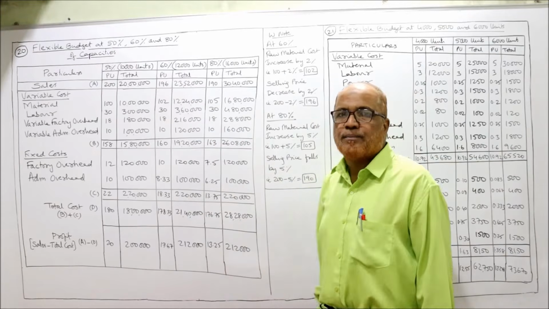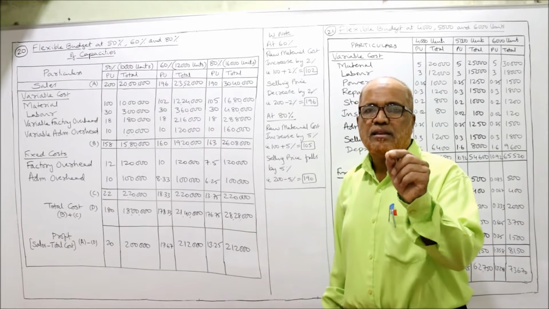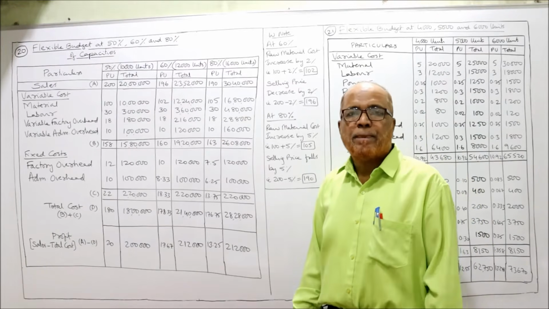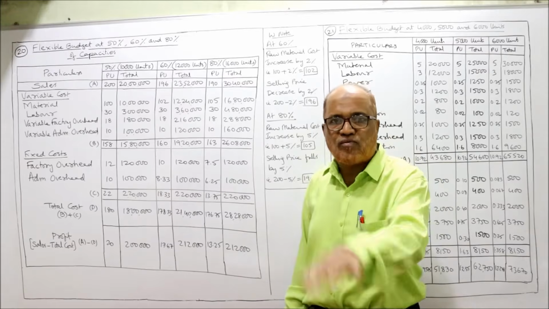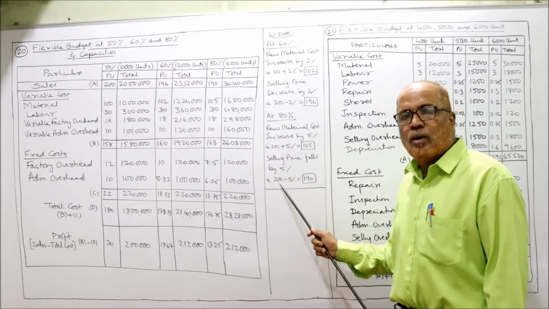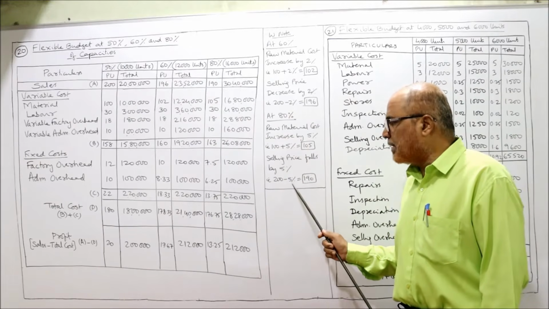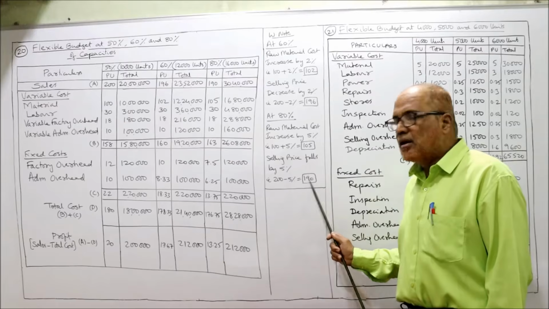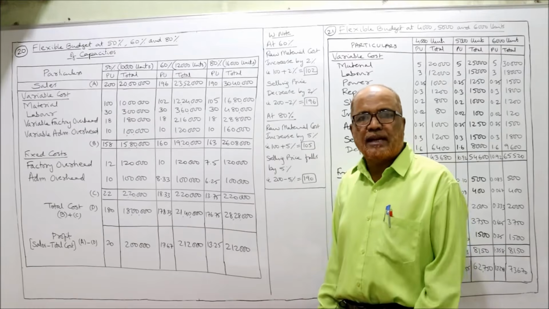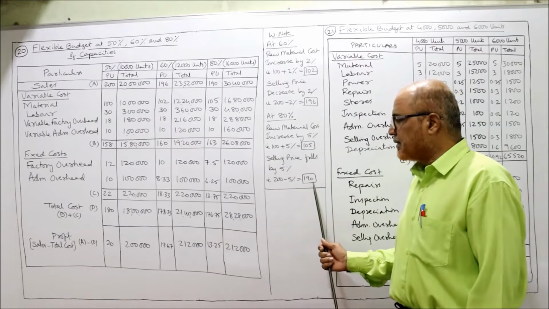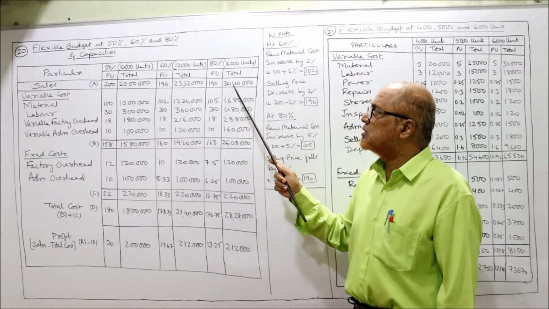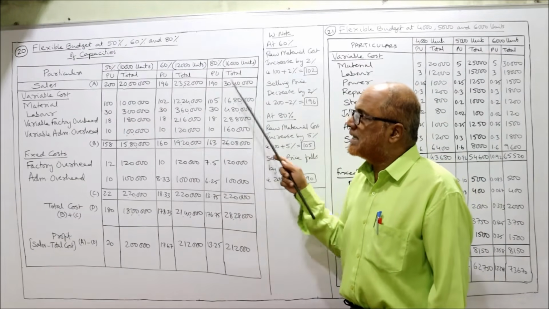Now come to 80%. At 80% capacity, the selling price falls by 5%. It is given in the problem. So here you can see, selling price falls by 5%. What is the present selling price? 200. 200 minus 5%: 5% of 200 is 10 rupees. So 200 minus 10, 190 per unit. So I have taken 190. Multiply 190 into 16,000, 30 lakh 40,000. So I got the total sales.